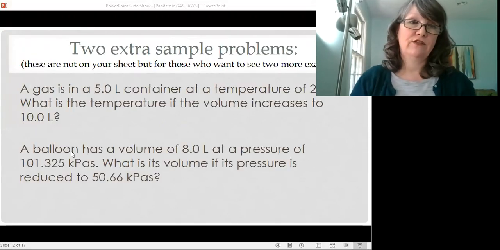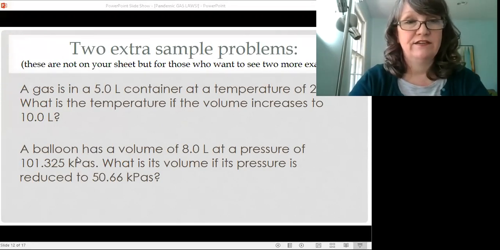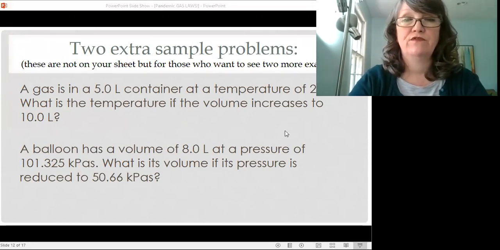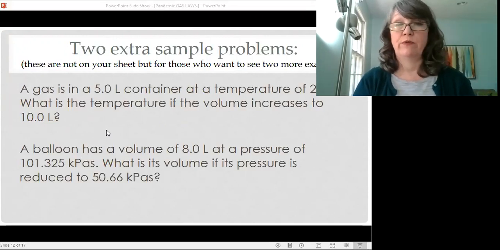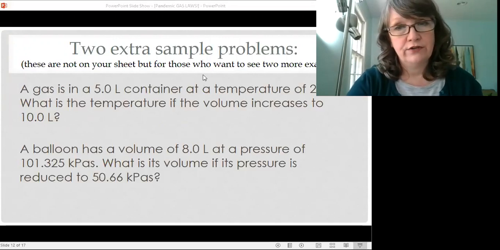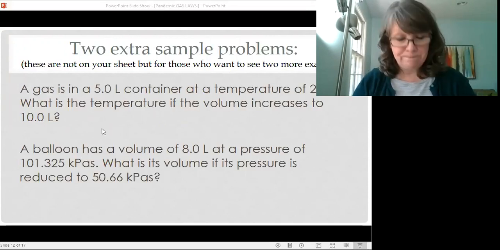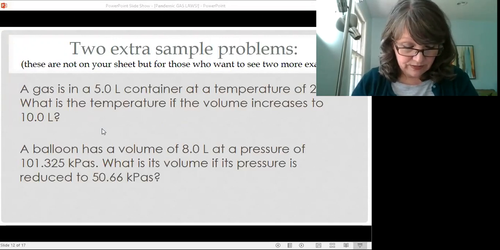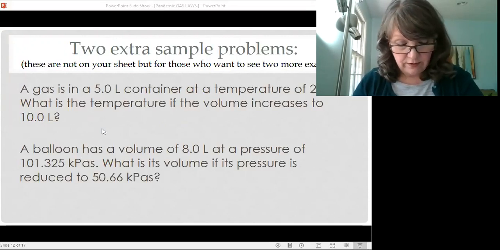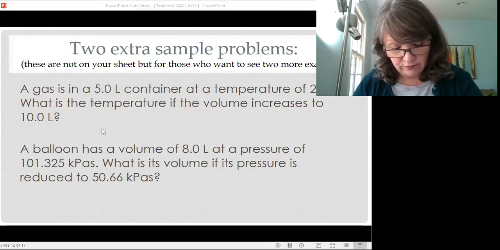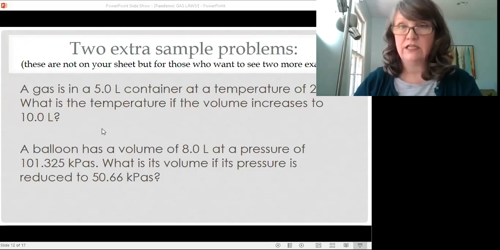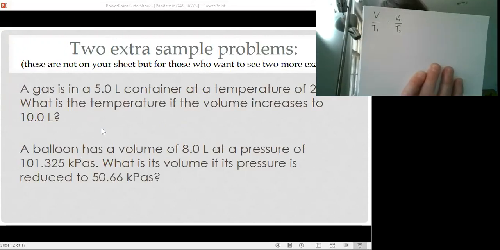So let's look at this first problem. It says a gas is in a 5-liter container at a temperature of 273 Kelvin. What is the temperature if the volume increases to 10 liters? So you'll notice our units are liters and Kelvin, and then a new liters. So which gas law will this be? It'll be the one that has volumes and temperatures. So Charles, V1 divided by T1 equals V2 divided by T2, like so.